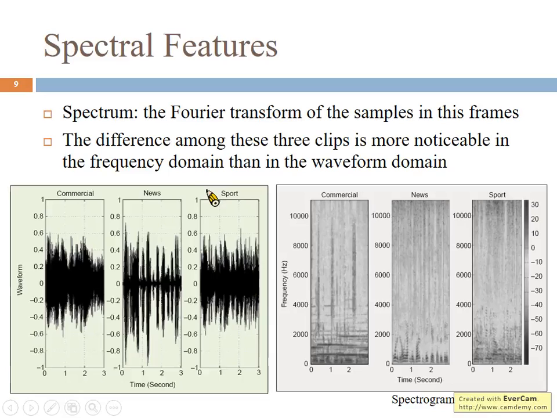This effect cannot be easily seen if we just observe the time domain signal. So this is the value of the spectral feature. The difference among these three clips is more noticeable in the frequency domain than in the waveform domain. So this is the main idea why we need to design spectral features.